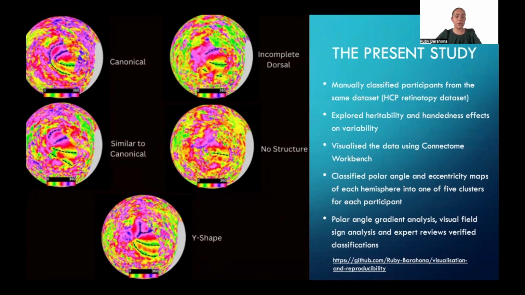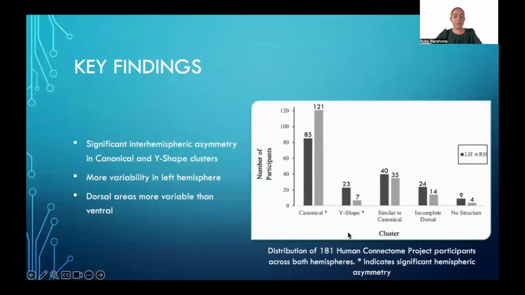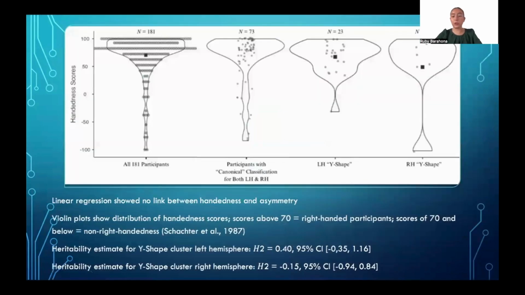classifications. So the image on the left shows 5 participants' polar angle maps of the left hemisphere for each cluster. The black broken lines indicate vertical and horizontal meridians. The complete classification list is documented in a GitHub repository. So key findings included significant interhemispheric asymmetry, with Y-shapes more frequent in the left hemisphere and canonical patterns more common in the right. A linear regression showed no link between handedness and asymmetry. A moderate heritability estimate was found for left hemisphere Y-shapes, suggesting genetic contributions, but with substantial uncertainty.